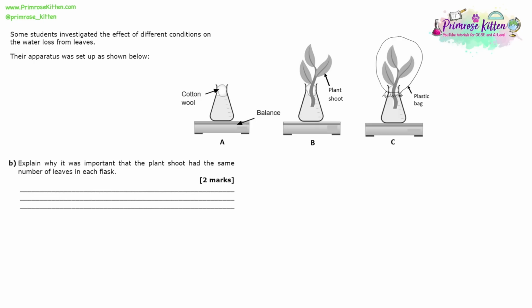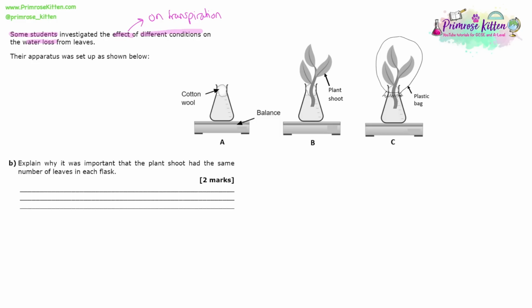Okay, so now we get into the actual experiment proper. So some students investigated the effect of different conditions on water loss from leaves. So already I'm thinking different conditions means different conditions that are going to affect transpiration, because we're looking at water loss, and obviously water leaves the plant by transpiration. So I'm thinking of the factors and things that can affect the rate of transpiration. And then we've got their apparatus.